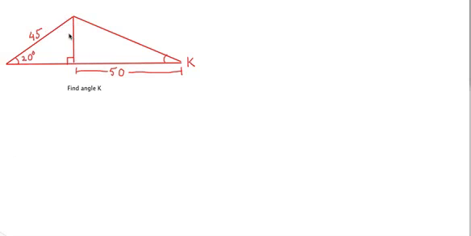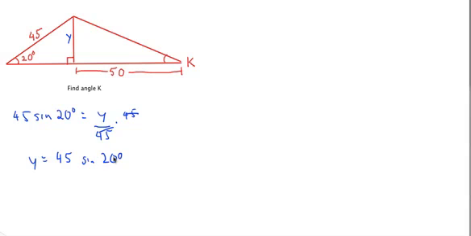So what we're trying to do is find this length over here. We'll note it as y, okay? And that's the opposite side of 20. So opposite over hypotenuse is going to be sine. So we say sine of 20 degrees is equal to opposite, which is y, over 45. So in order to solve for y, let's multiply both sides by 45. Cancels out. So y is equal to 45 sine of 20 degrees.